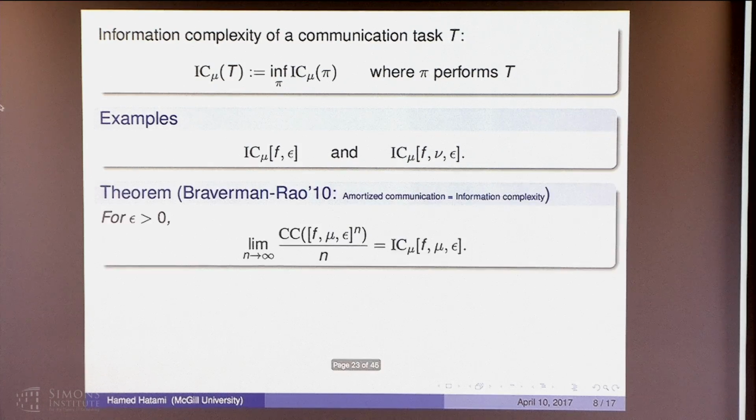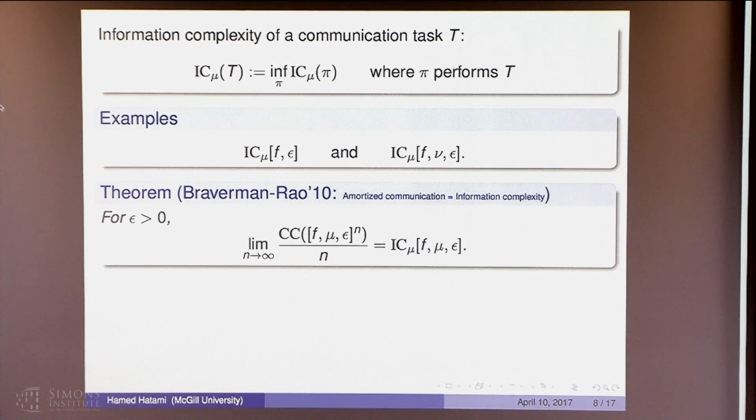Now, remember Shannon's theorem that when you look at amortized costs of this transmission, it corresponded to entropy. And there's this beautiful theorem by Braverman and Rao from 2010, which says something very similar is happening here. Now, let's look at this task of computing f with distributional error epsilon. Now, suppose you want to do that for n copies of the same task. So Alice gets n inputs x1 to xn, Bob gets n inputs y1 to yn, where every pair is drawn from the same distribution mu independently.